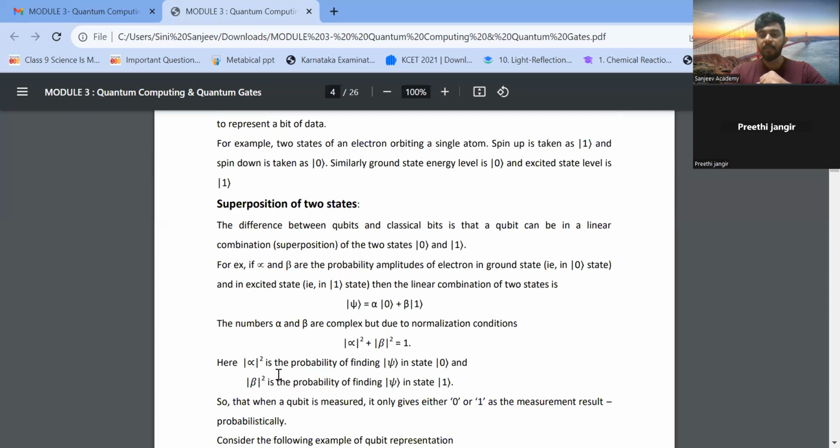So alpha square is nothing but, as I told you here, in quantum physics we will be learning everything in probability. Classical computing will get a definite value. In quantum computing, we'll get only a probable value. So alpha square is nothing but the probability of finding psi in state 0, and beta square in state 1.